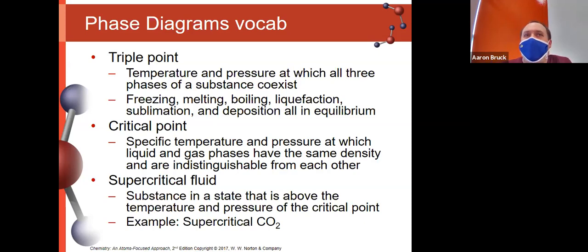And not only do we have all three phases of matter present, they're all at equilibrium with each other, meaning they all are interconverting. So there are six different kinds of phase changes. Solid to liquid, liquid to gas, gas to solid, solid to gas, gas to liquid, liquid to solid. And all six of them are occurring at the same time. It's a really weird phenomenon to observe.